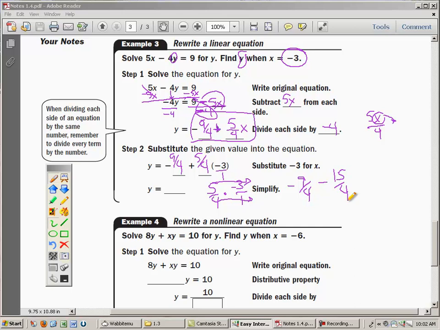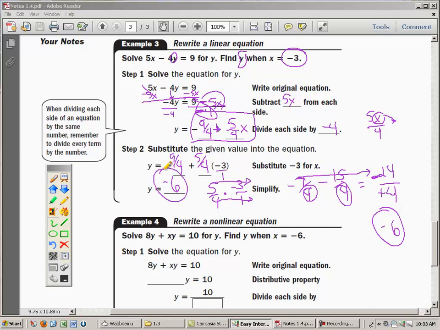Negative 9 minus 15 more. Okay. Negative 9 minus 15 more becomes negative 24, because again, common denominator, you just have to add the tops. Negative 9 plus negative 15 becomes negative 24 over 4. And 24 divided by 4 is 6. Negative divided by a positive is negative. And so y is equal to negative 6.